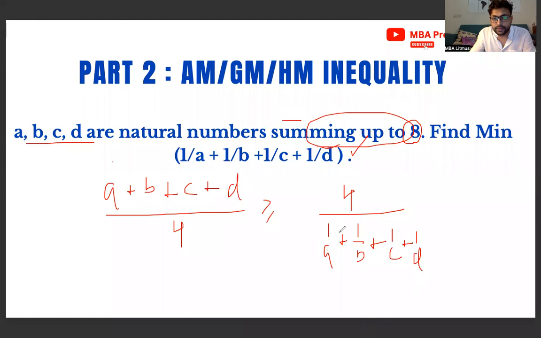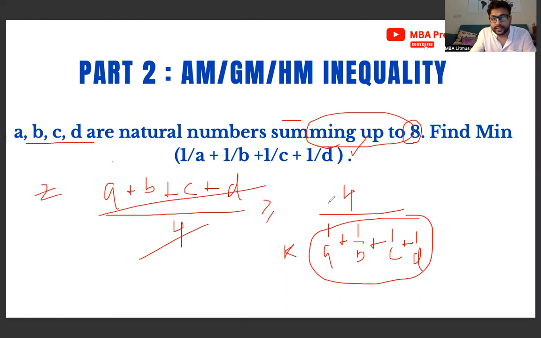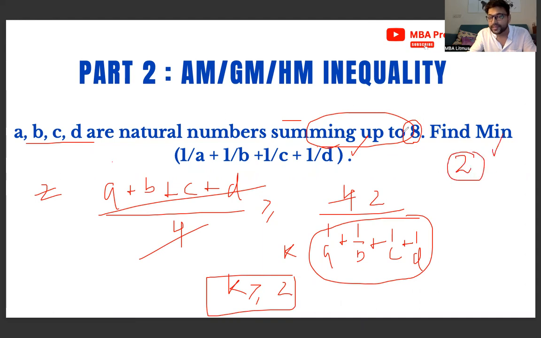Perfect. So let's see how we go about it. This is the number I have to find out. So let's put it as K. A plus B plus C plus D is 8. So if I divide, this becomes 2, so K is greater than or equal to 2. So what is the minimum value of K? If K is greater than or equal to 2, the minimum value is equal to 2. I am hoping that this is also clear.